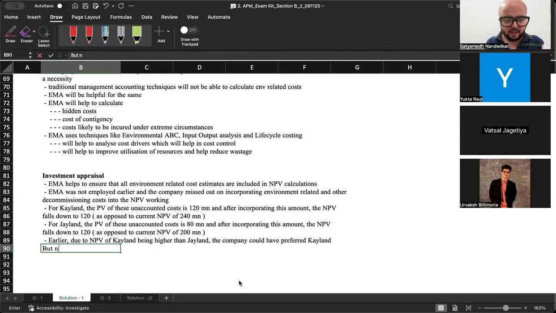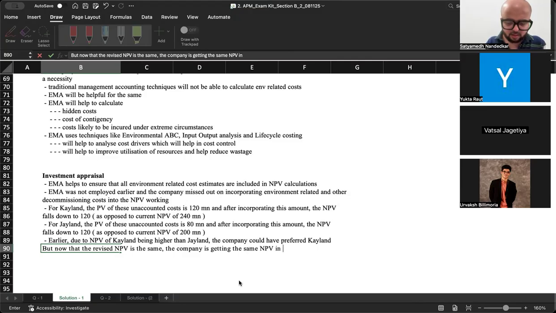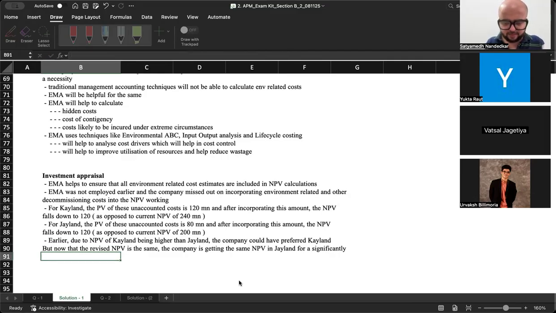But now that the revised NPV is the same, the company is getting the same NPV in Jalen for a significantly lower risk. This will change the decision of the company to invest.